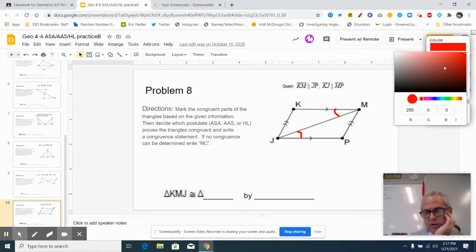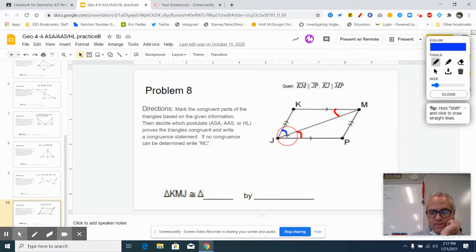Now, if you look at the other, because I noticed that there are other parallel lines, KJ is parallel to MP. All right, well, this is a transversal that goes through those lines as well. So if you look at these angles right there, this angle right here, and this angle up here, those are congruent angles.